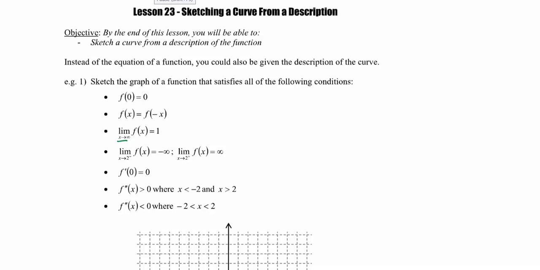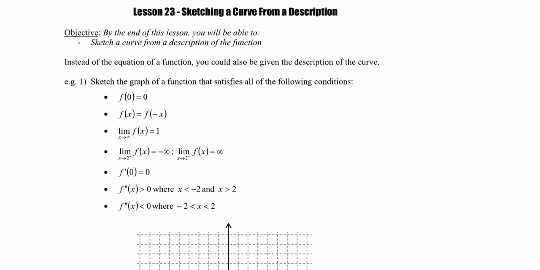Sketching a curve from a description. So in this lesson, what we're going to be doing is, well, what it sounds like: we're going to be sketching a curve from a description of the function. And by description, I mean we're going to be given some of these things that we've been looking at, right? So, you know, the first derivative, the second derivative, and where it's positive, where it's negative, that kind of stuff.